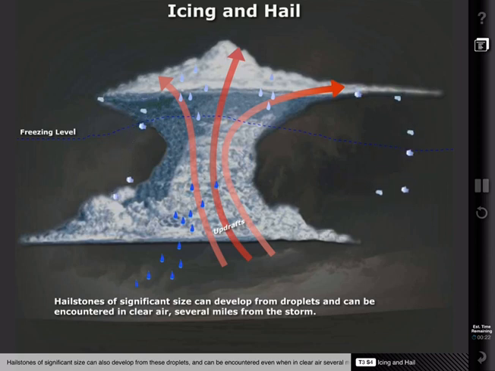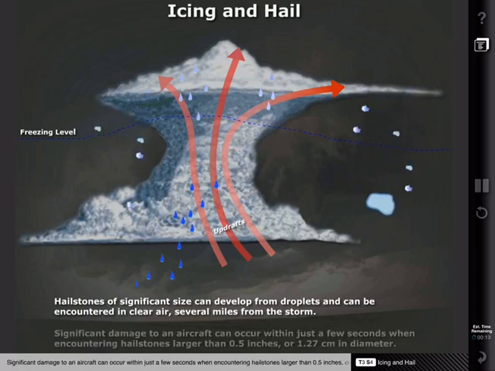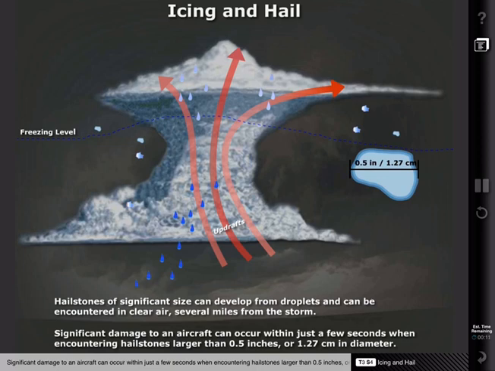Hailstones of significant size can also develop from these droplets and can be encountered even when in clear air several miles from the storm. Significant damage to an aircraft can occur within just a few seconds when encountering hailstones larger than 1/2 inch or 1.27 centimeters in diameter.